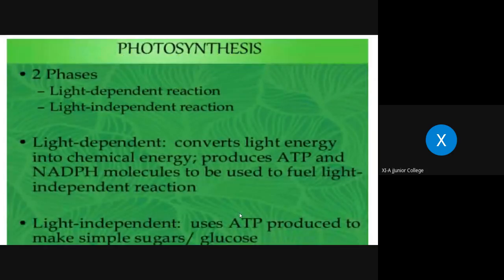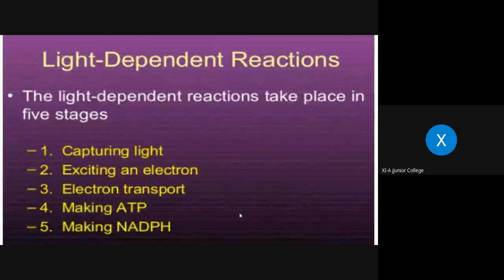These are light dependent, where light energy is converted to chemical energy. And what is the chemical energy? The second step, light dependent, is the formation of ATP and NADPH. So that we are going to study now: how ATP and NADPH are produced, and these are the two ways, one cyclic, the second non-cyclic.